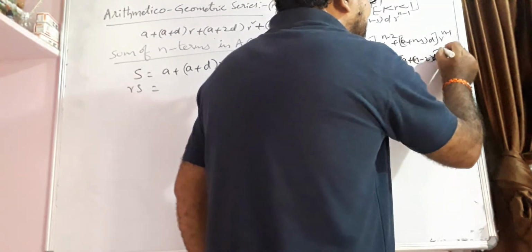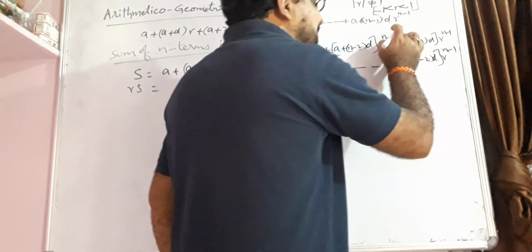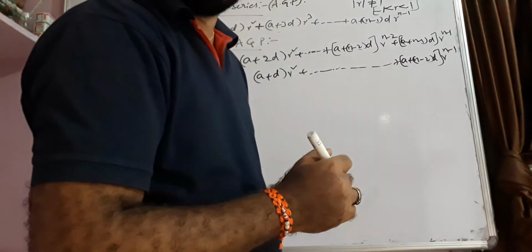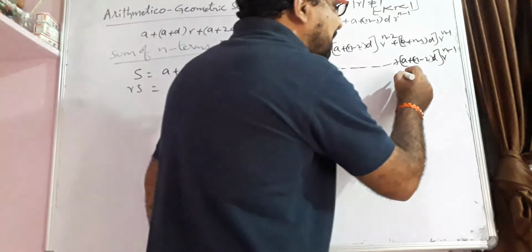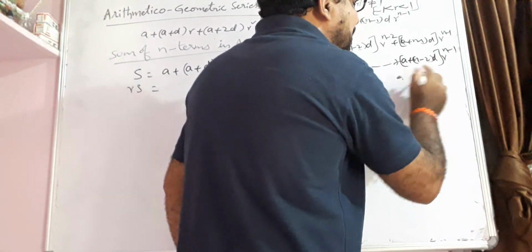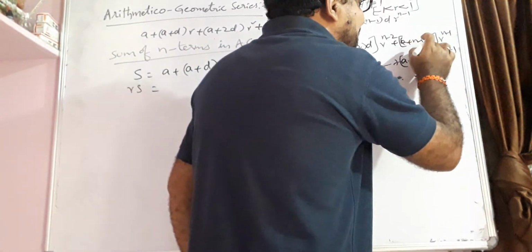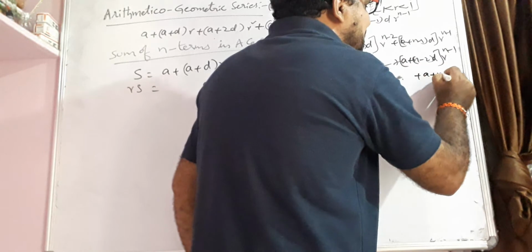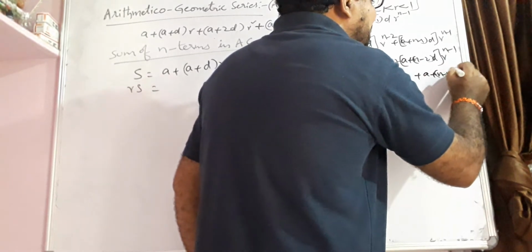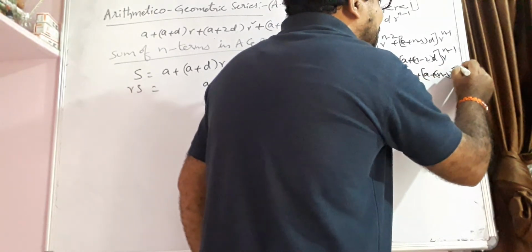of r power n minus 1. r power n minus 2 into r means how much? r power n minus 1. Plus one more term will be here. What is that one more term? This one multiplying with r means a plus n minus 1 into d of r power n.